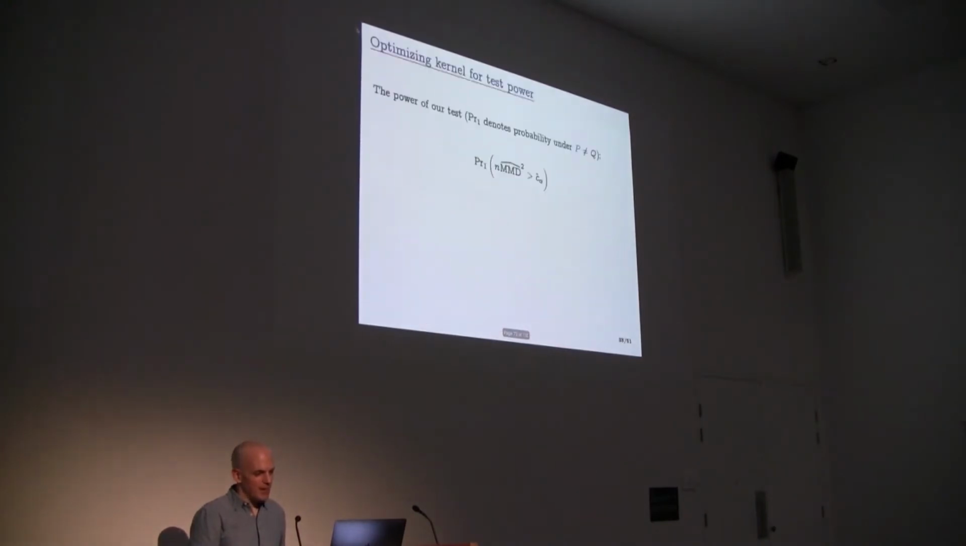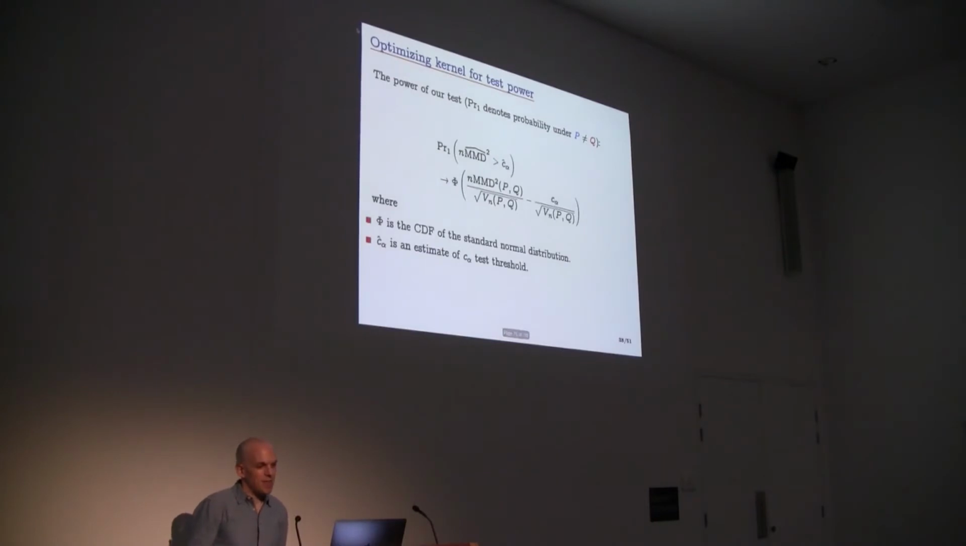Okay. So how do we choose the best kernel? We've got this probability under the alternative of exceeding this threshold. So this is basically the probability of correctly rejecting the null. And because we know that under the alternative, the distribution of our statistic is asymptotically normal, this probability, when we have enough samples, looks something like this, where this is the cumulative distribution function of a normal. We've got our population MMD divided by the variance for a sample size n, minus this test threshold also divided by the variance.